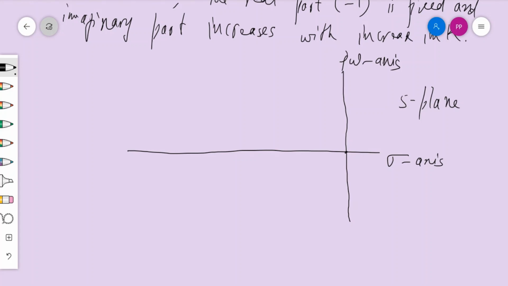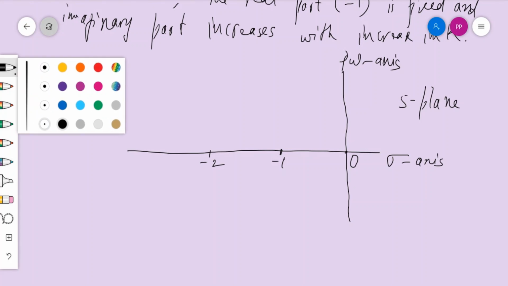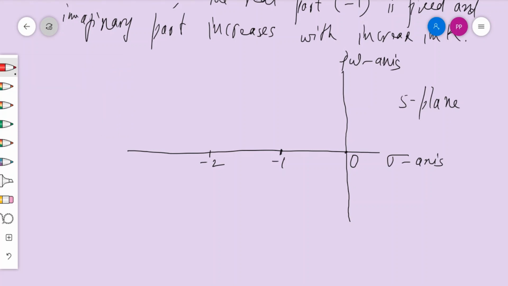We have the origin over here, then we have to do something with -1, then we have to do something with -2. So let us plot the poles and zeros of the open loop system first, because when initially k equal to 0, then we have the poles of the open loop. First is this one at the origin, second is at -2.